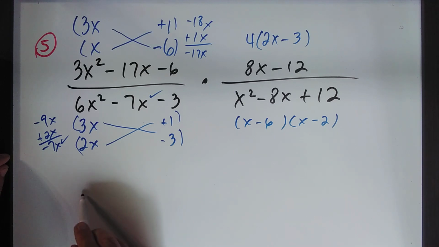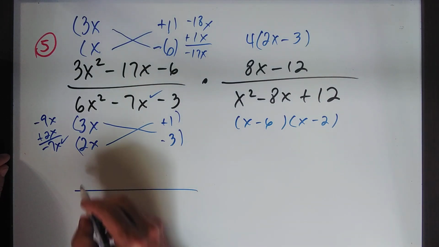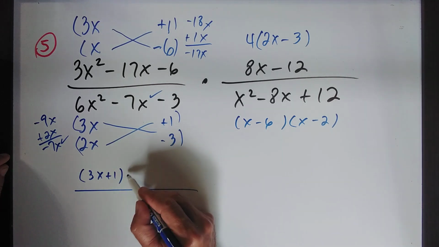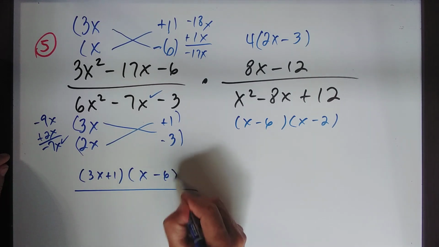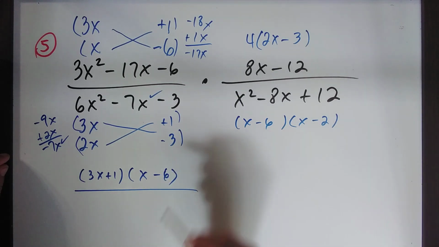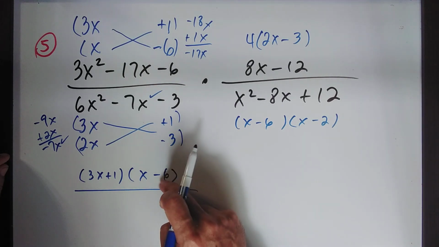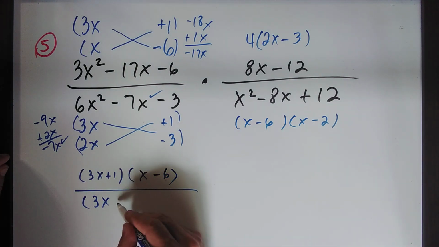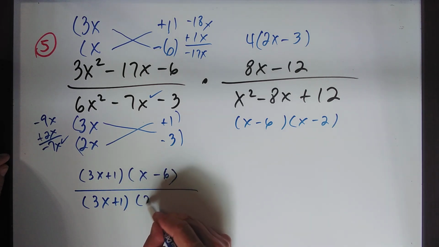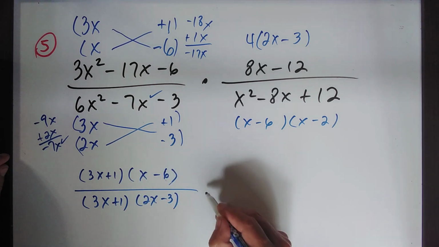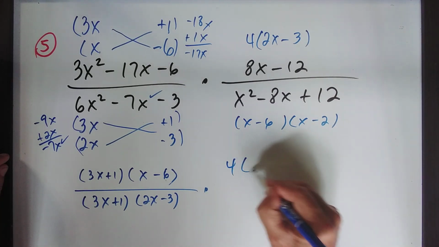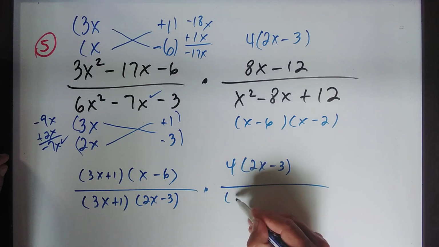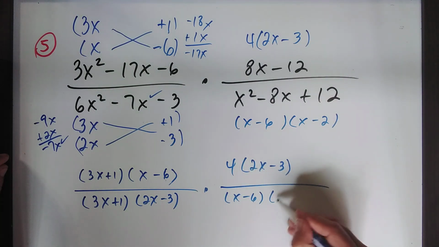So let's regroup down here. I got 3x plus 1 times x minus 6. And then I have 3x plus 1, 2x minus 3, times 4, 2x minus 3, x minus 6, x minus 2.